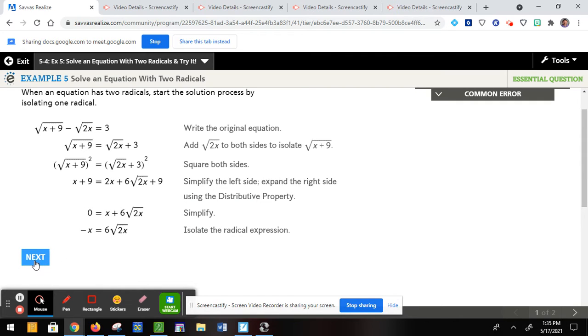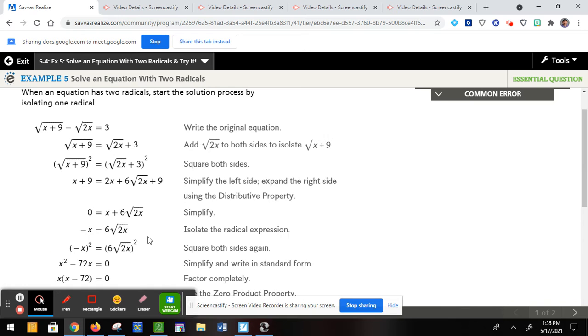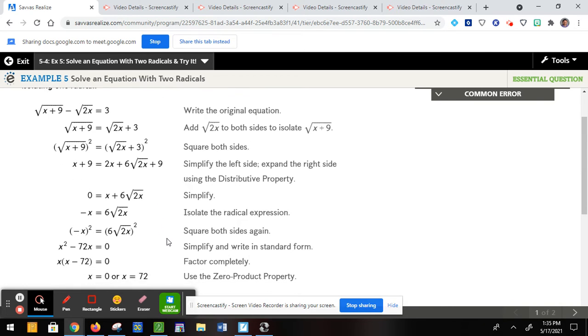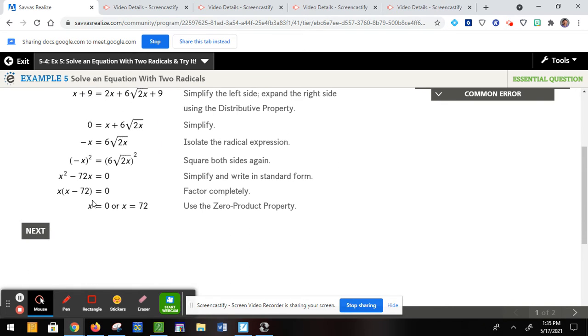So you're going to try to isolate that radical. So you're going to subtract x to the other side. Now you square both sides, and you get x squared minus 72x equals 0. Factor out a GCF of x, and you get x equals 0, or x equals 72.